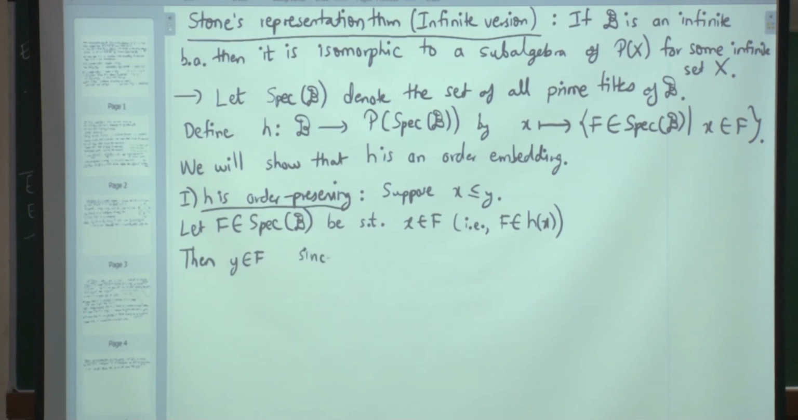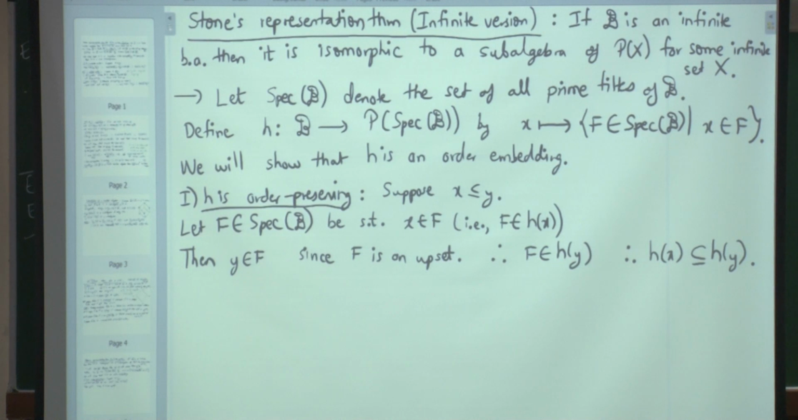Since F is an upset, correct? It's closed under upper bound, so x is there and y is an upper bound, so it must contain that. Okay, therefore what do we conclude? So y belongs to f, therefore f belongs to Hy, and therefore h of x is a subset of h of y. Done? Very simple proof.